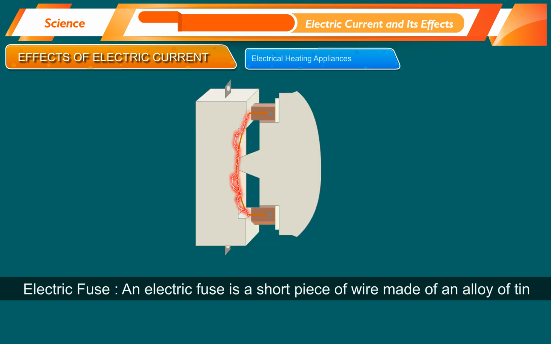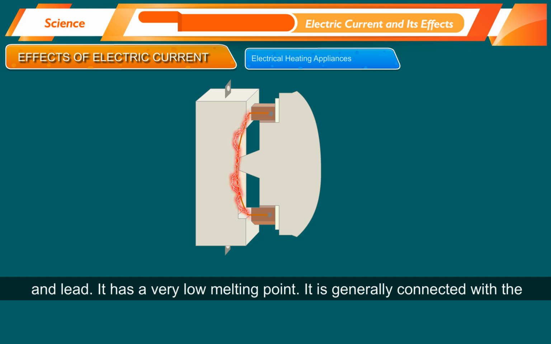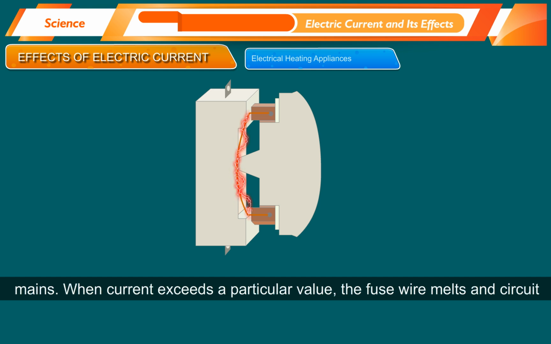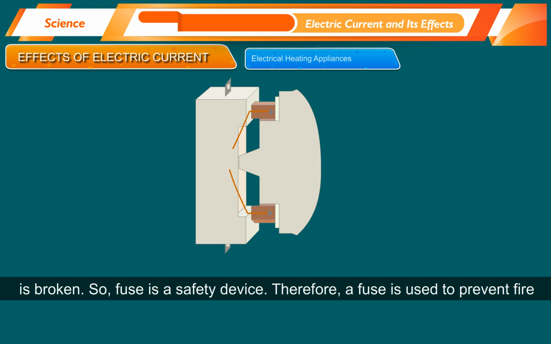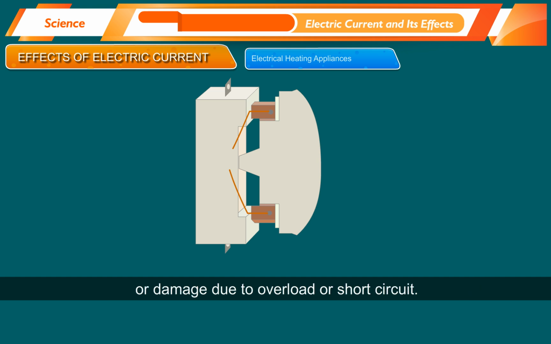Electric fuse. An electric fuse is a short piece of wire made of an alloy of tin and lead. It has a very low melting point. It is generally connected with the mains. When current exceeds a particular value, the fuse wire melts and the circuit is broken. So, fuse is a safety device. Therefore, a fuse is used to prevent fire or damage due to overload or short circuit.